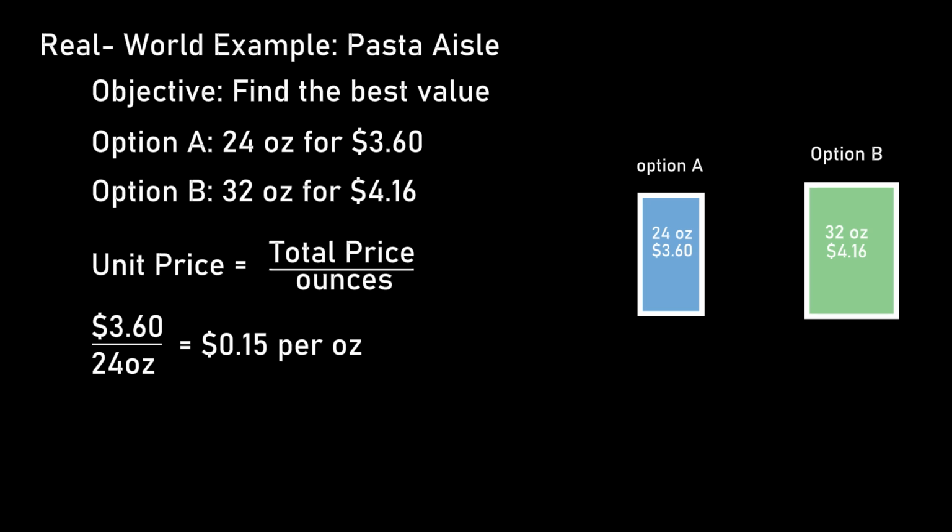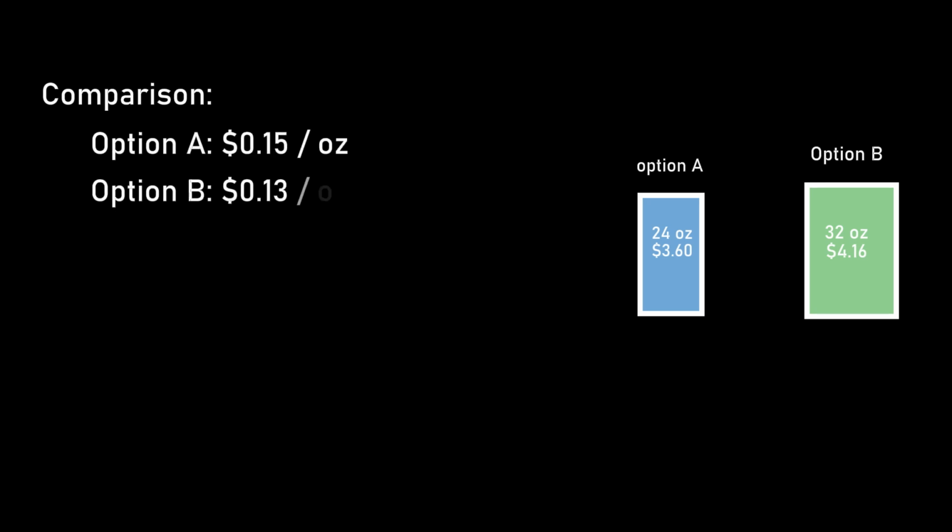Now, let's do the same for option B. $4.16 divided by 32 ounces gives us 13 cents per ounce. Even though the total price of option B is higher, you are paying 2 cents less for every ounce of sauce. Over time, these small differences add up to significant savings.